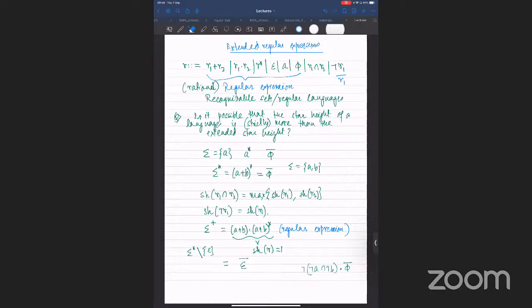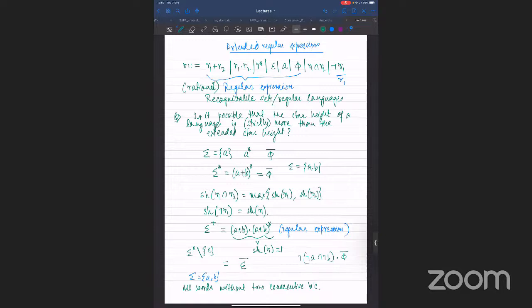Okay, so suppose I want to say this. Sigma is {a, b}, and I want to consider all words without two consecutive Bs. I think this was something that we were discussing during the last lecture. But anyway, let's say we are talking about words without two consecutive Bs. So how can you do this with an extended regular expression?